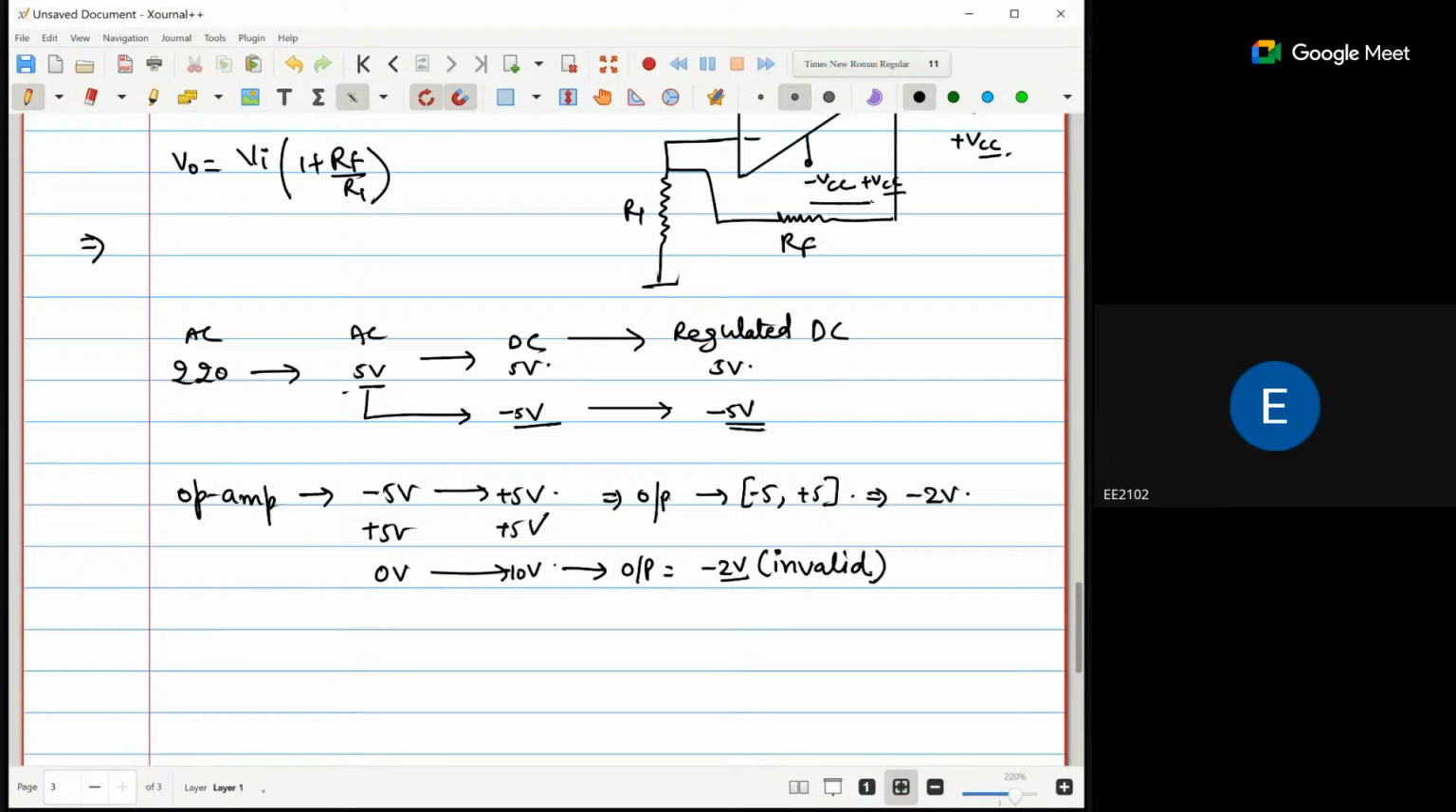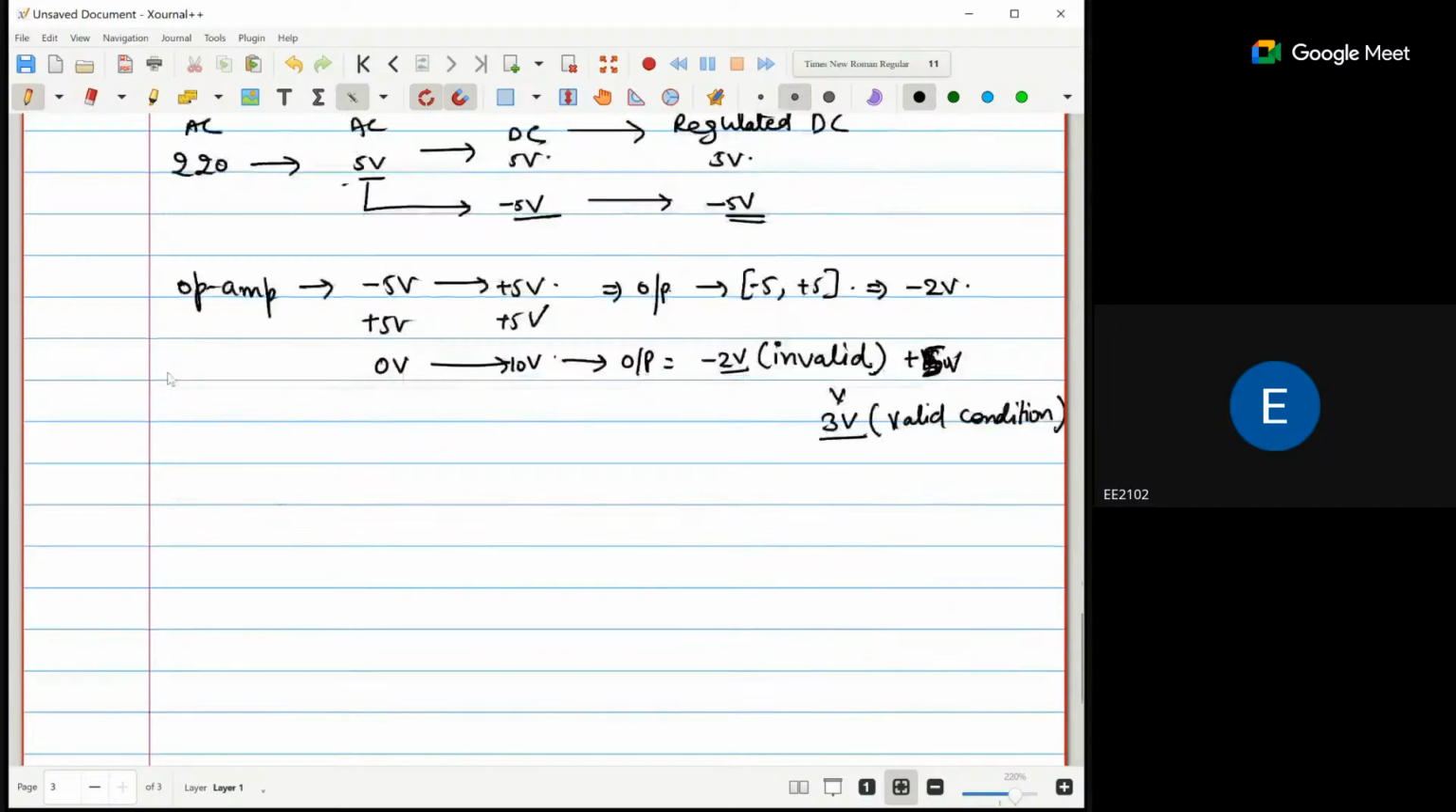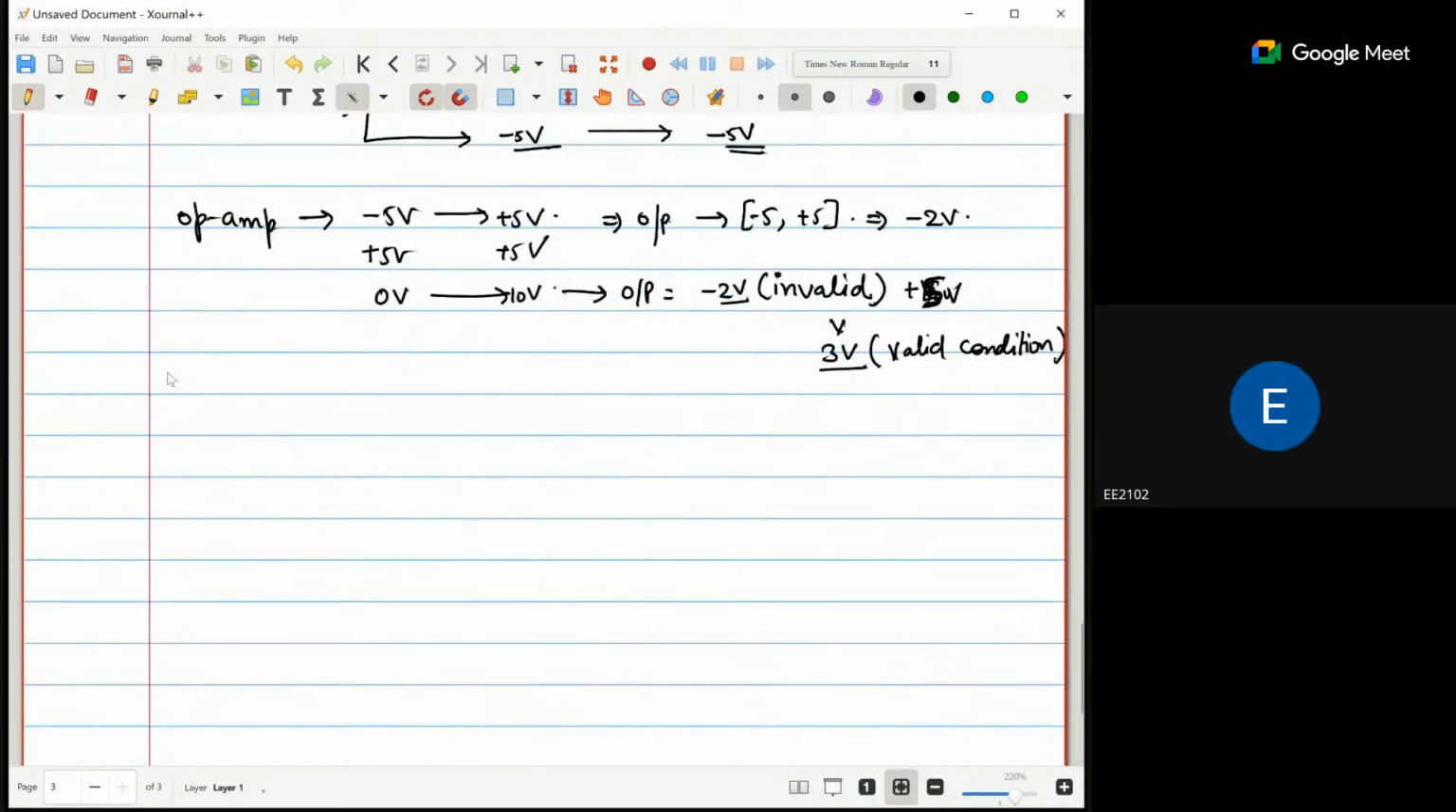So for converting that into a valid situation, what should I do? I have to add that particular 5 volt to the output voltage. So my output now becomes 3 volt and that is in the valid condition. Okay. So I have to add that particular supply voltage into the output voltage for a valid output.